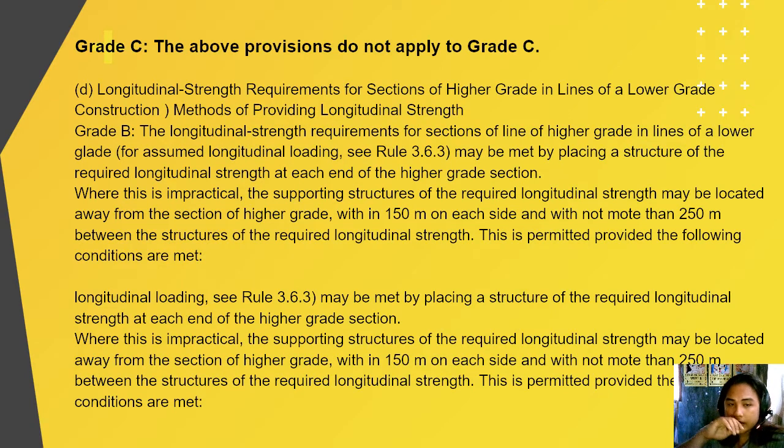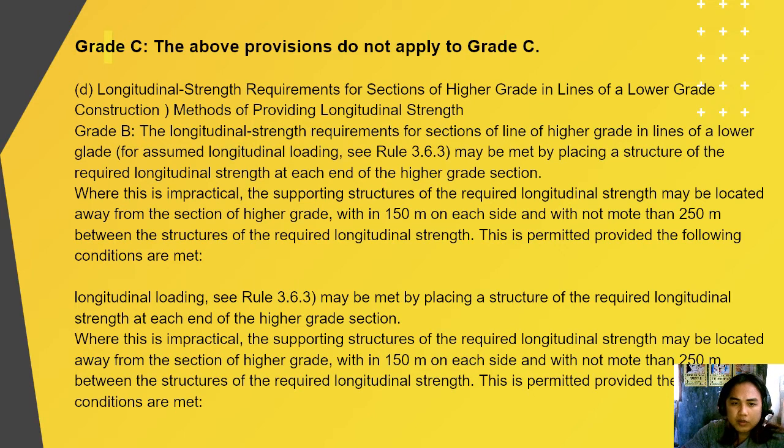Okay, for grade C, the above provisions do not apply to grade C. So longitudinal is the strength requirements for sections of higher grade in lines of a lower grade construction. Methods of providing longitudinal strength under grade B: the longitudinal strength requirements for a section of line of higher grade in lines of a lower grade.